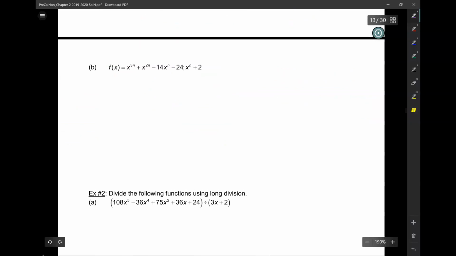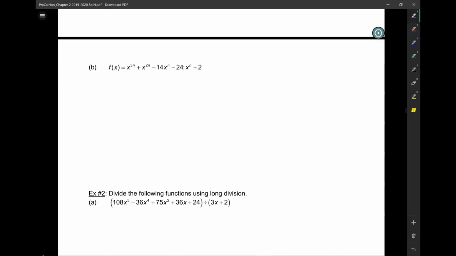Now I have x to the 3n plus x to the 2n, and so on. So let's look at the exponents now. Let's start from the right-hand side. I have 24. It's a constant. What's the exponent of the variable here? 0. Then I have n, then 2n, then 3n. So it's like having exponents of 0, 1, 2, 3. Now, let's divide. We're told that that's a factor.